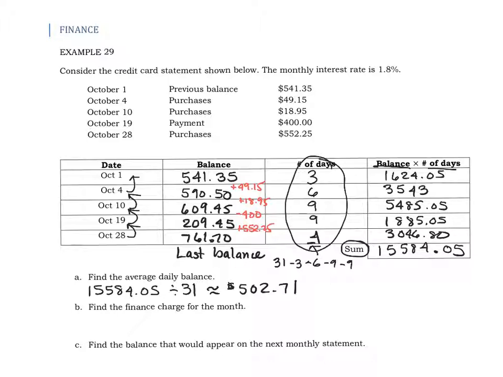Again, the instructions say to calculate the amount of interest owed on the average daily balance. So this is our average daily balance. It wasn't your last balance; that's not how it's calculated. That's the other method. So $502.71 times 0.018 gives us $9.05.